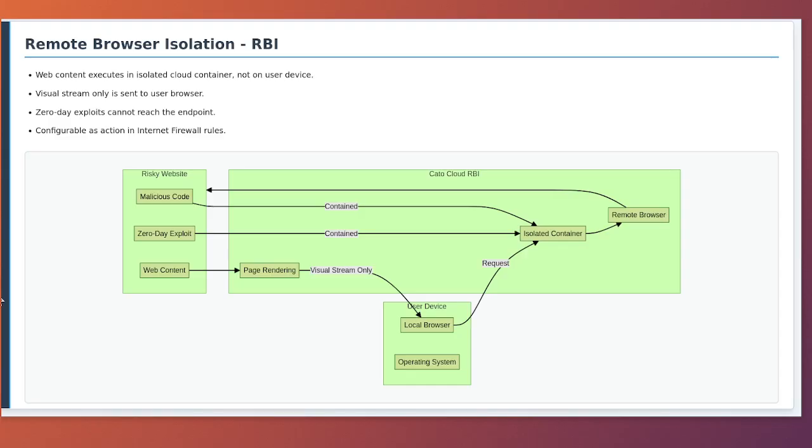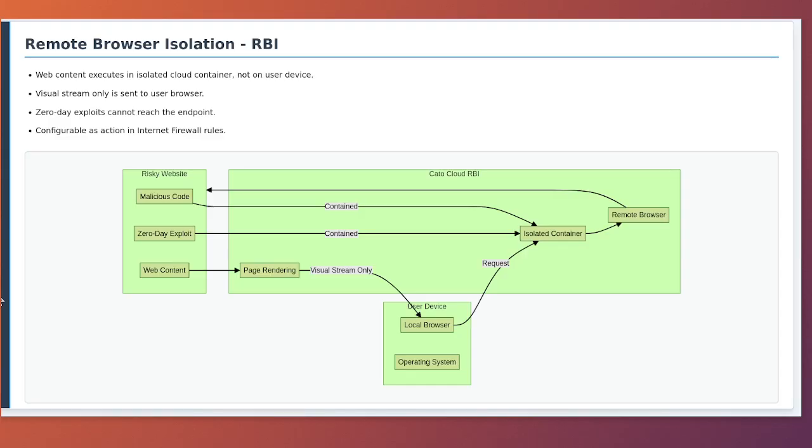You define which traffic should be isolated based on URL category, domain, risk score, or other criteria. Common use cases include isolating uncategorized websites where reputation is unknown, isolating potentially risky categories like advertising or file hosting, and providing safe access to webmail where phishing links are common.